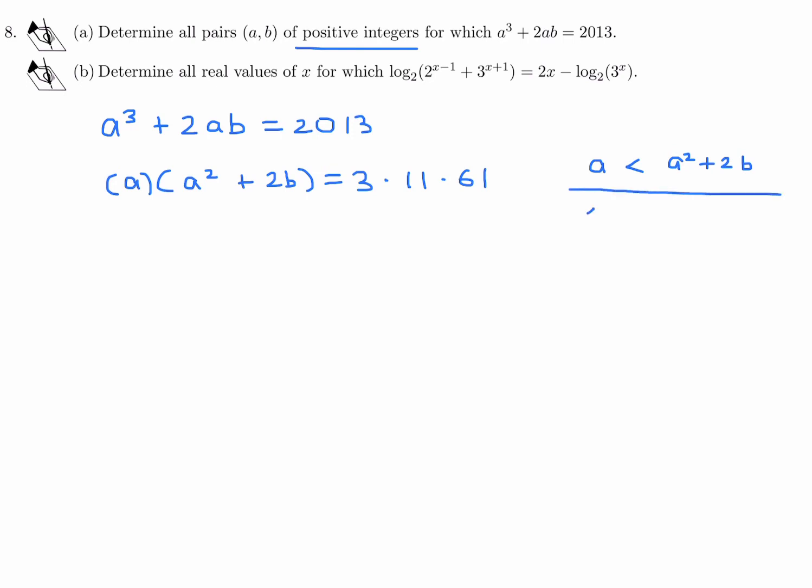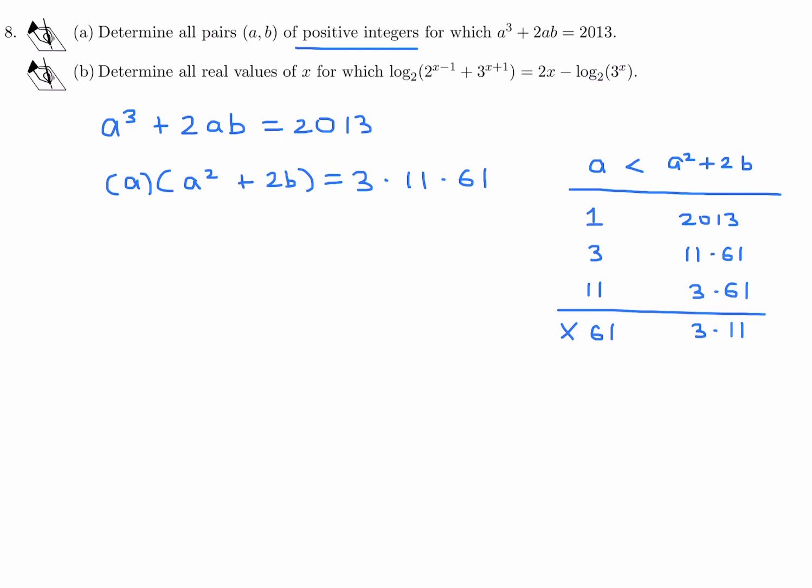I can have 1 for a and 2013 for a^2 + 2b. Or I could have 3 for a and 11 times 61 for the other guy. Or I can have 11 for a and 3 times 61 for that guy. Or how about 61 and 3 times 11? But this last one doesn't work because remember a has to be less than a^2 + 2b, and this is 61 and this is 33. So that one, I put a little x beside it that it doesn't work. So I really only need to be concerned with the first 3.